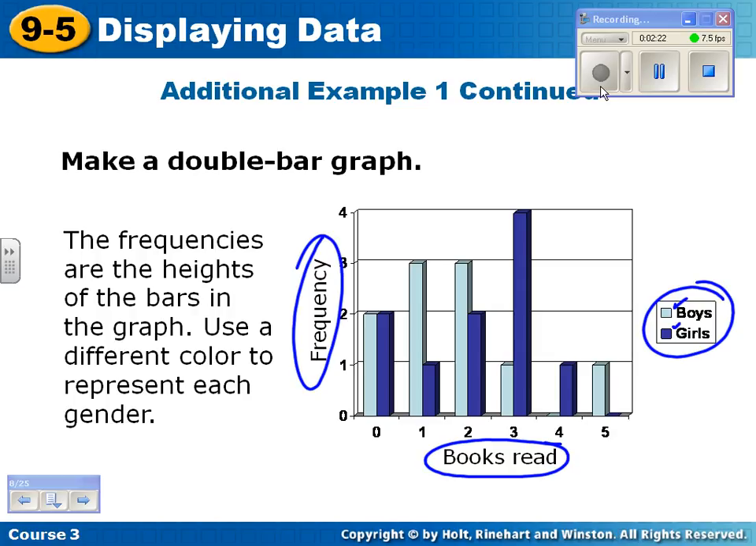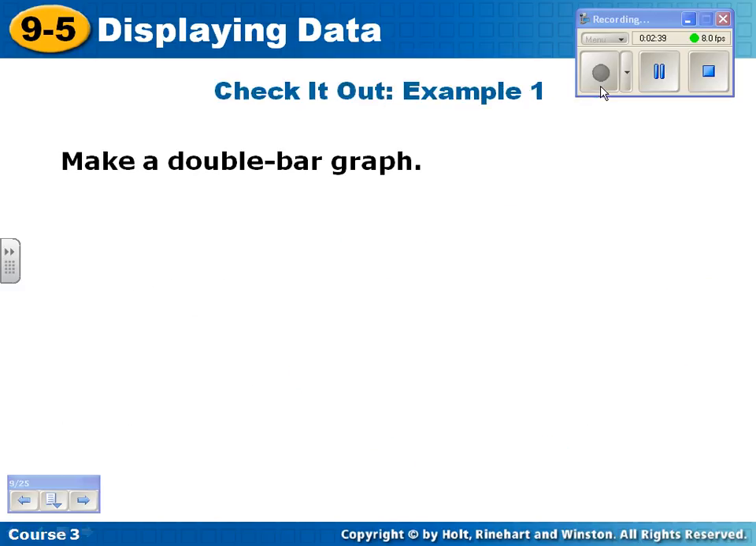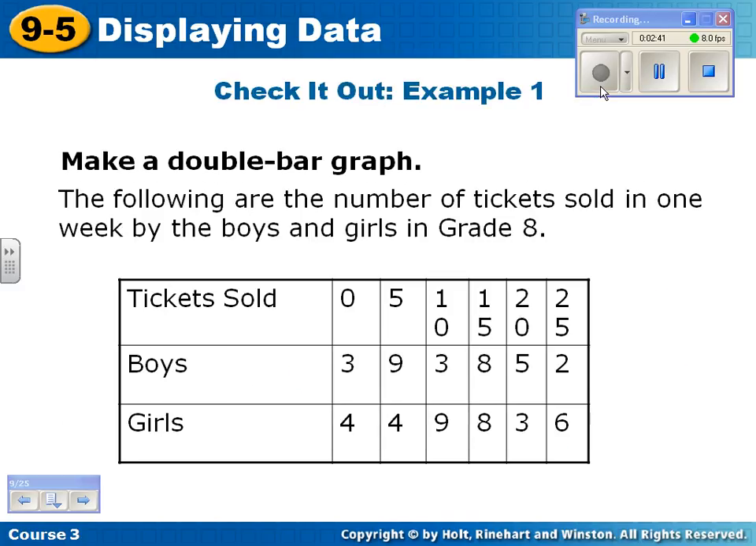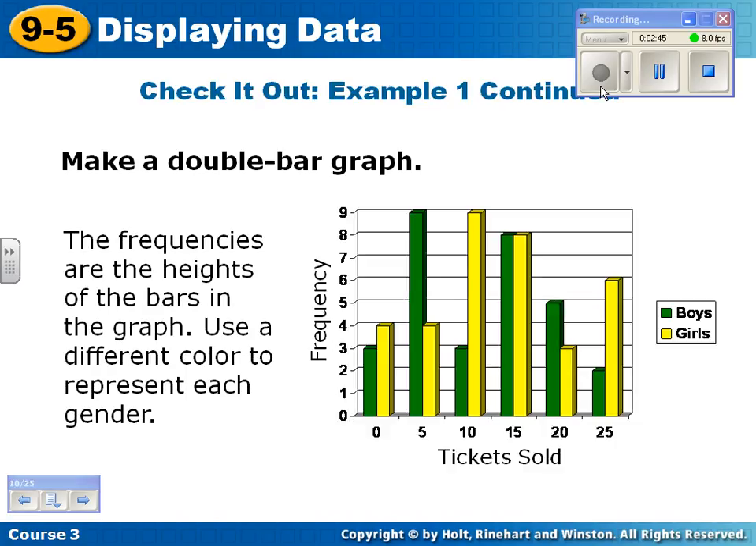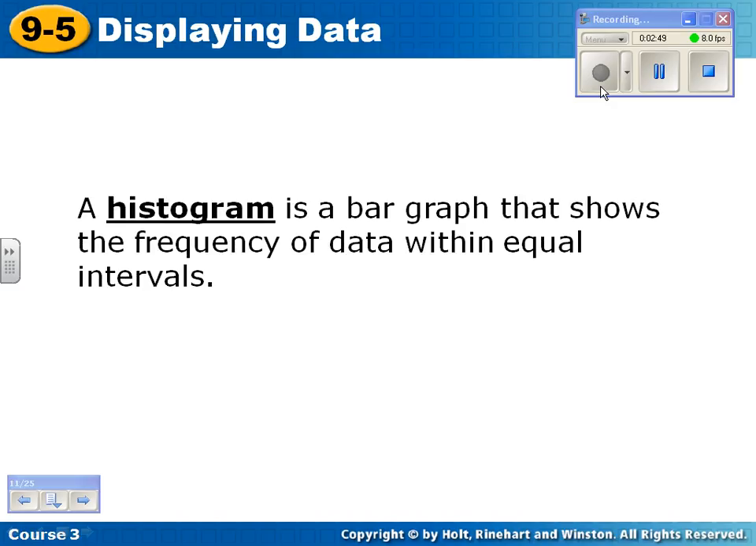Make sure you understand. Now also notice that the bars are right next to each other. For 0 books, it was 2 boys, 2 girls. So for 1 book, it was 3 boys and 1 girl. So make sure you know how to interpret the data, but that's your double bar graph. We're comparing boys and girls side by side. All right, let's move on. Just some examples of more double bar graphs.